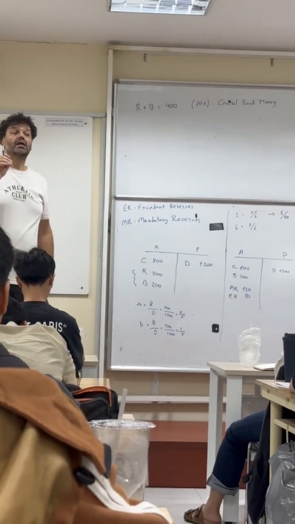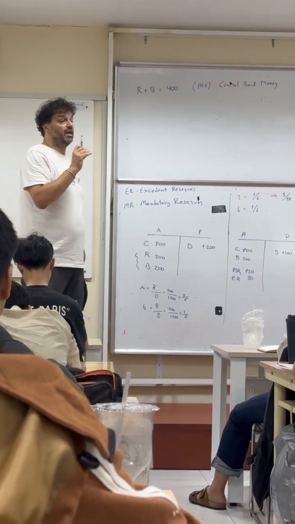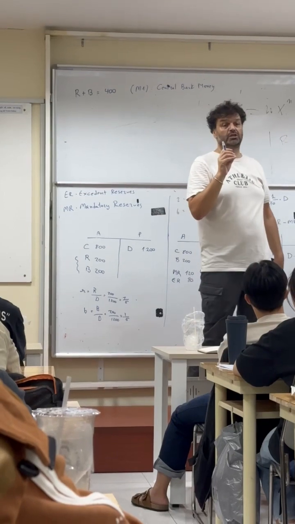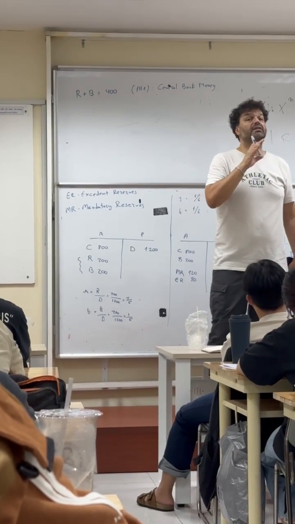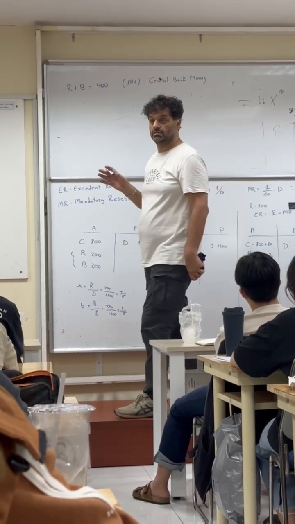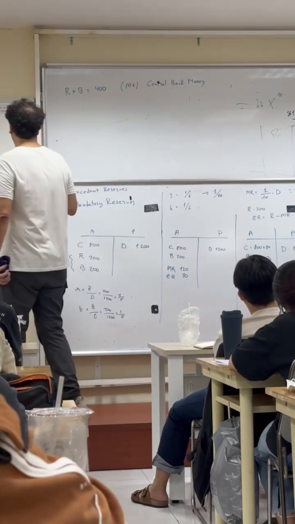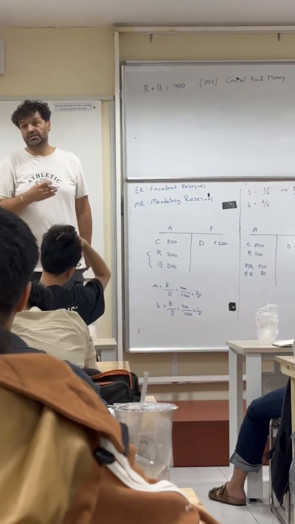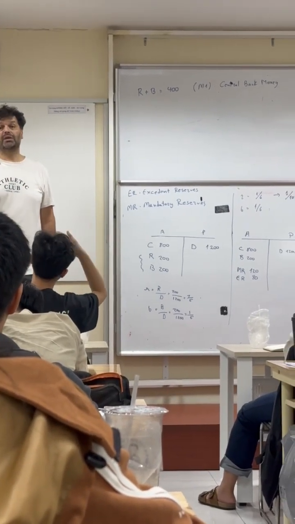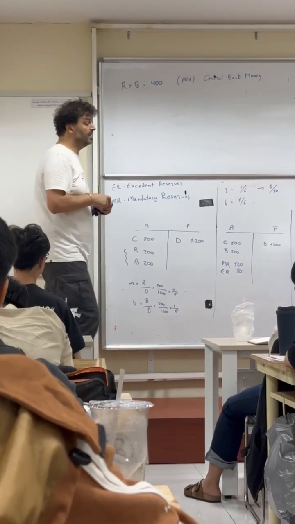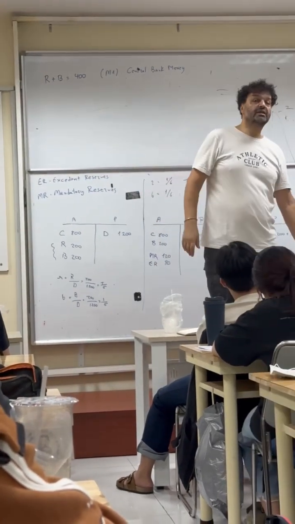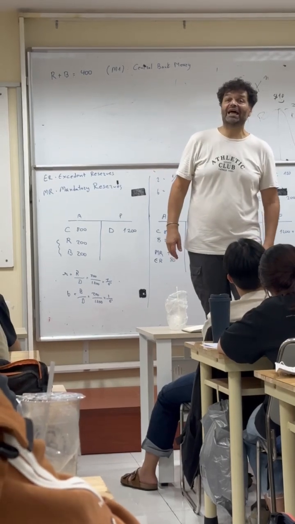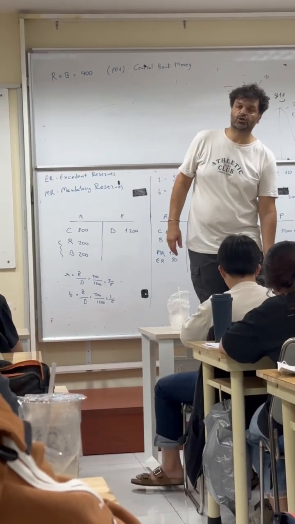Once again, this will always stay equal to 400. It never changes. In all the exercises we're going to do, R plus B will always be equal to 400. This 400 is the total number of bills that have been edited from the central bank.